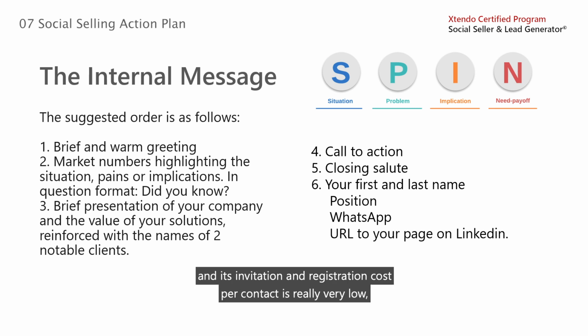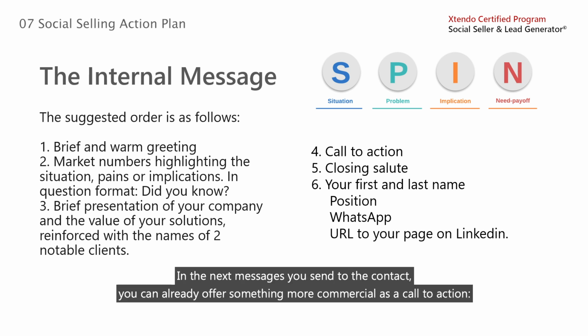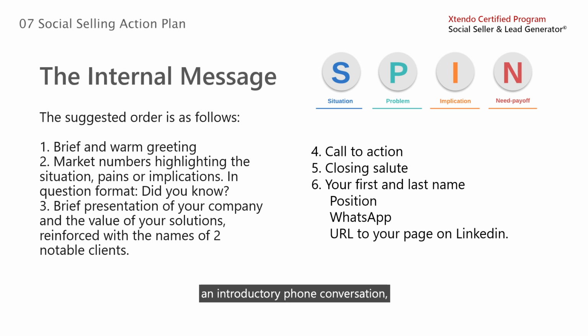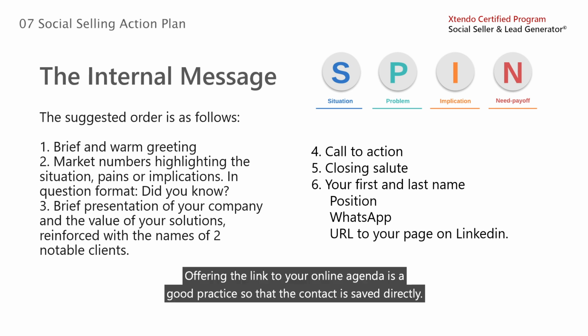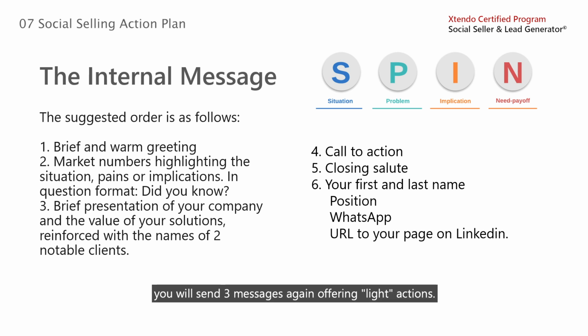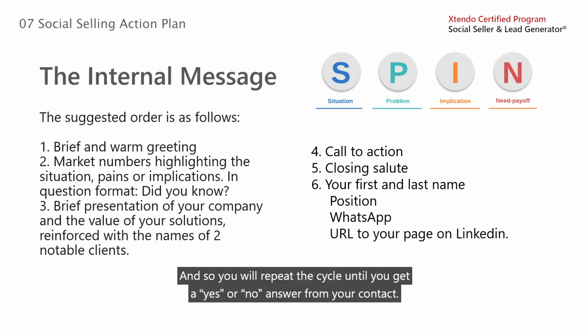invitation and registration cost per contact is really very low if we compare it, for example, with telemarketing or physical mail. In the next messages you send to the contact, you can already offer something more commercial as a call to action: an introductory phone conversation, then a meeting or presentation. Offering the link to your online agenda is a good practice so that the contact is saved directly. If you do not have an answer, you will send 3 messages again offering light actions, and so you will repeat the cycle until you get a yes or no answer from your contact.